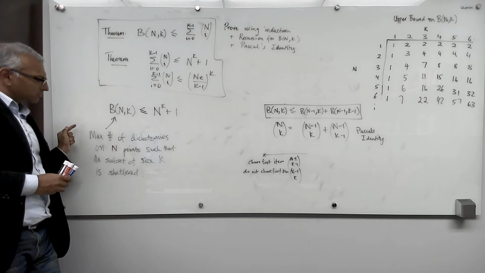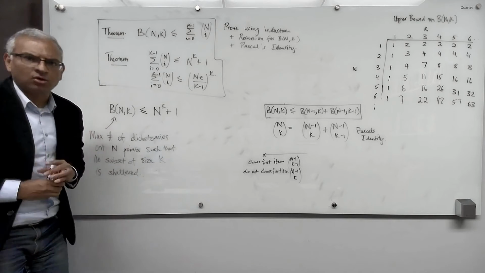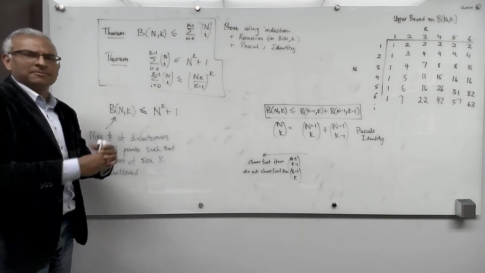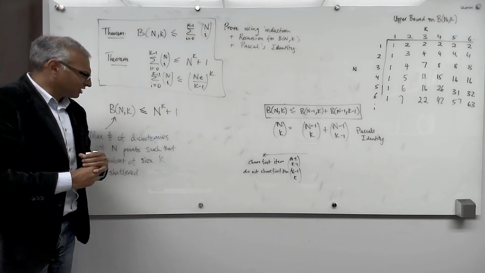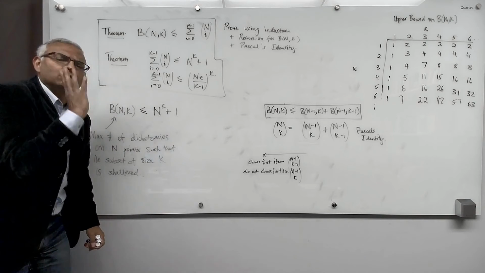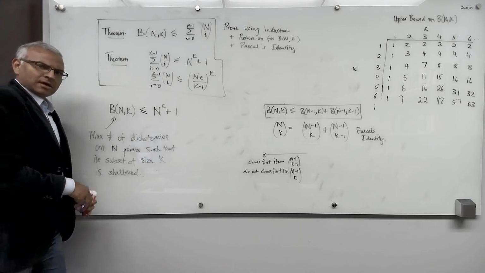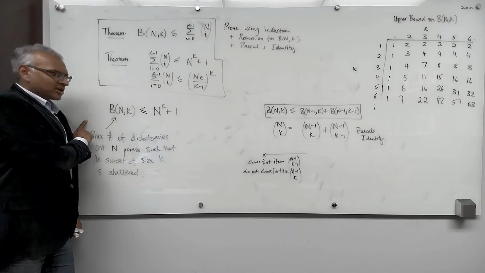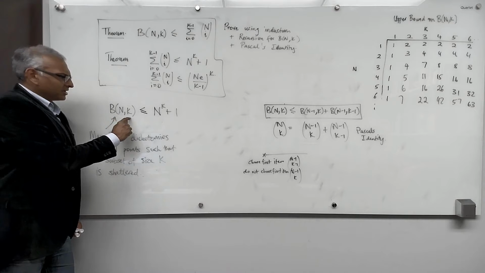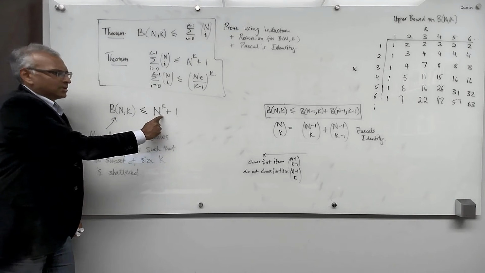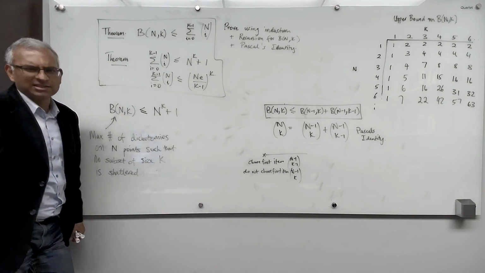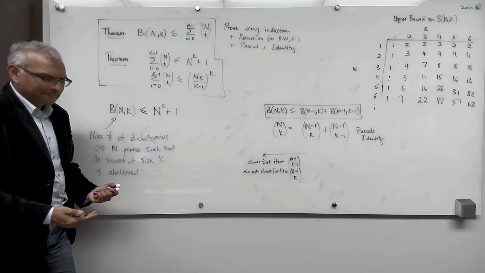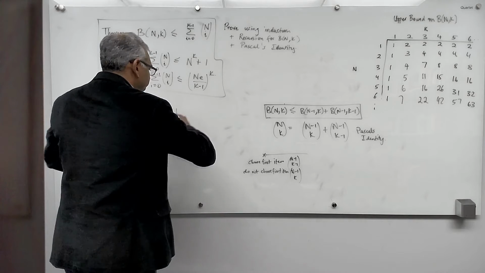And if you fell asleep for that whole derivation, we basically proved it rigorously, although I left some steps for you guys to fill in. But if you fell asleep, it's time to wake up, and understand carefully this definition, and the fact that we have proved that this B of n, k is at most n to the k, plus 1. But basically it's at most n to the k, roughly speaking. It's polynomial in n.